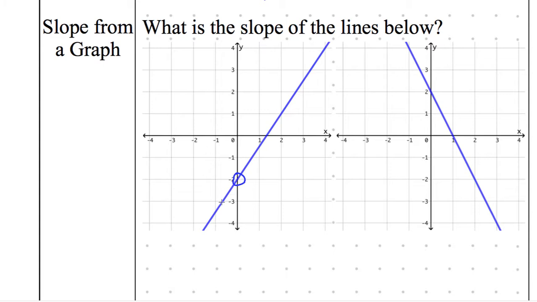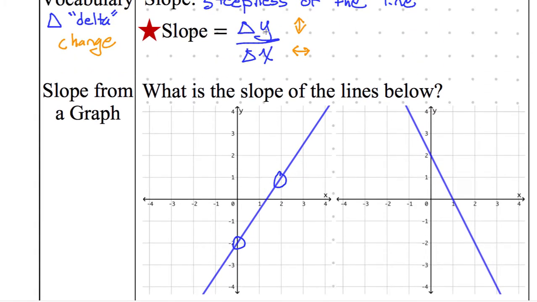Let's see if we can find another intersection. Nothing down there. Is there an intersection? Right here, there's another intersection. Once you find your two intersections, then we're ready to go to the next step. I need to ask myself, how much did I change in the up and down direction? What is my change in y?